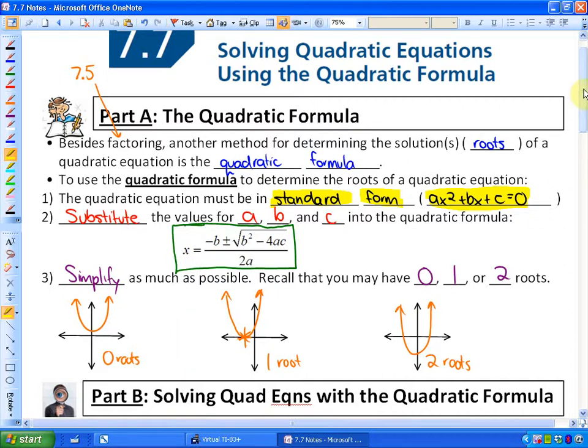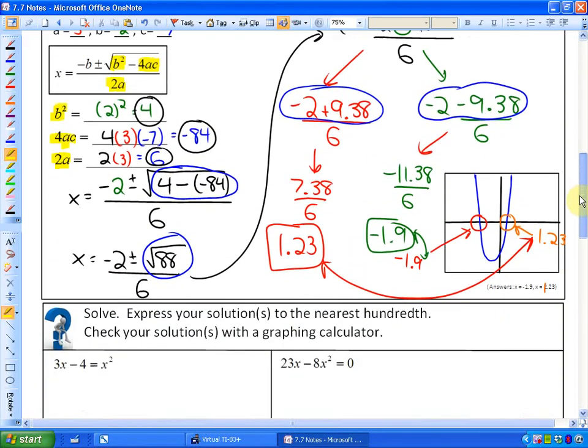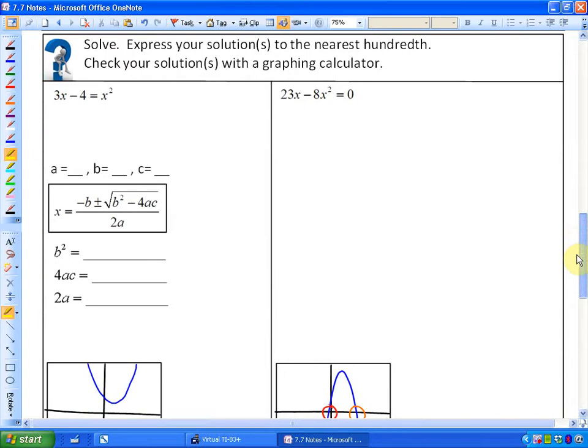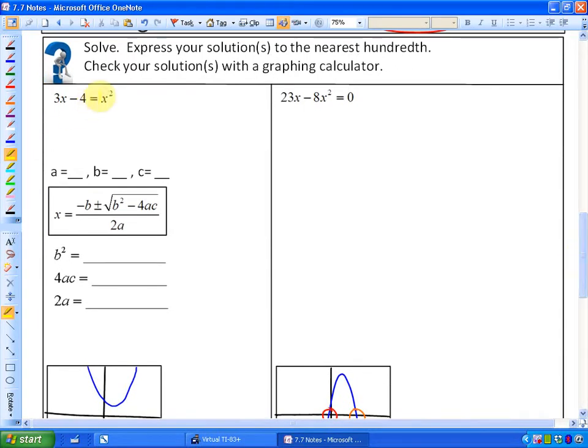So let's go ahead and go into the next couple of questions here. In this particular question, what you'll notice right away is that this is not in standard form. We do not have the squared term first, the x term second, the constant term third, and it doesn't equal 0. So the first thing we'll want to do is make one side equal 0. In order for me to do that, I'm going to subtract 3x and add 4.